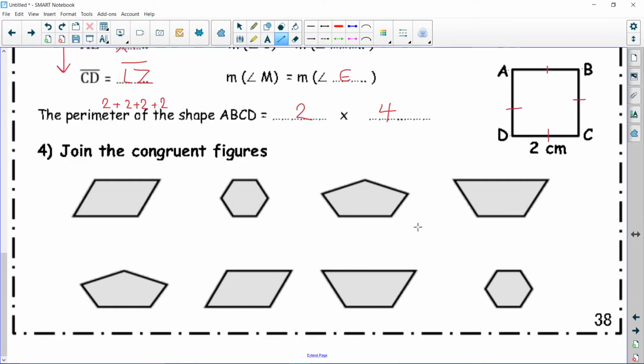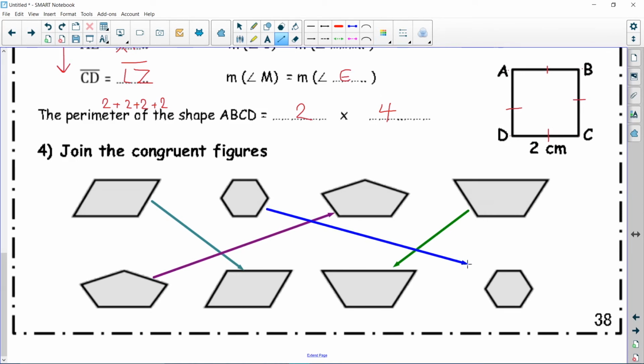We came back. Let's correct our answers. This trapezium is congruent to this trapezium. This parallelogram is congruent to this parallelogram. This pentagon is congruent to this pentagon. And finally, this hexagon is congruent to this hexagon.